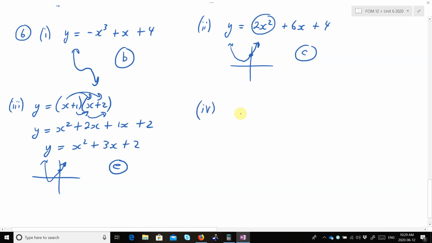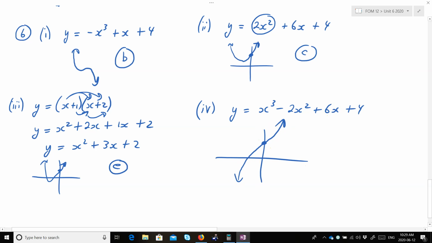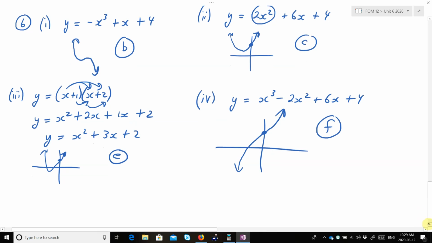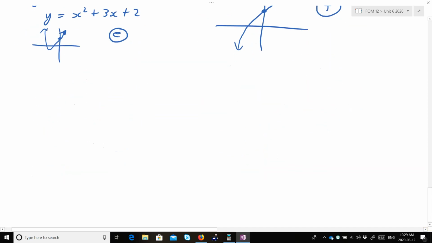Number 4 is y equals x cubed minus 2x squared plus 6x plus 4. So we have to hit a y-intercept like that. And it's got to be a positive cubic. The closest one that goes up and to the right that looks like a cubic is the one that looks like that, which is letter F. So we got B, C, E, F so far. Okay, so that's consistent with the answer key. They just did theirs the opposite way to me.